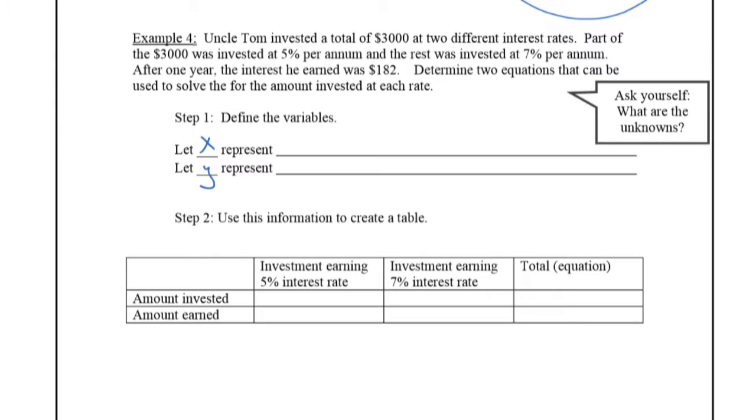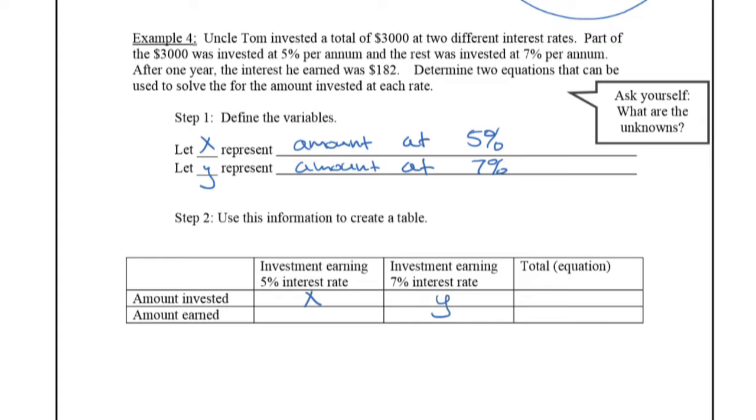So let X represent the amount at 5% and Y represent the amount at 7%. Those are the two things I don't know in the question, the 5% and the 7%. All right, so the amount invested at 5% is X. The amount invested at 7% is Y.